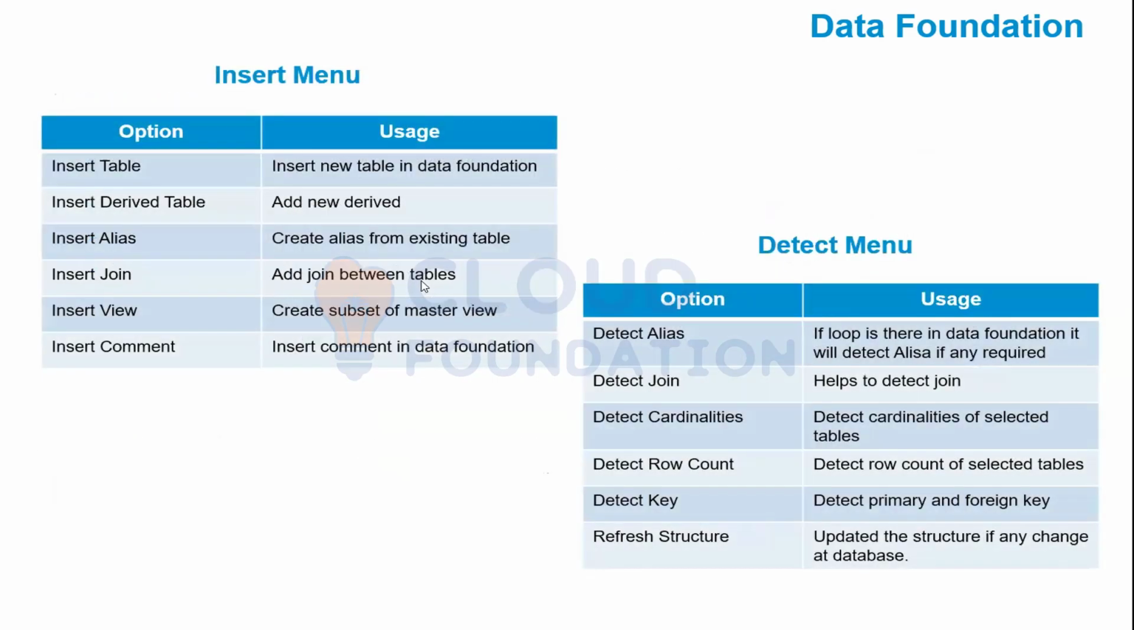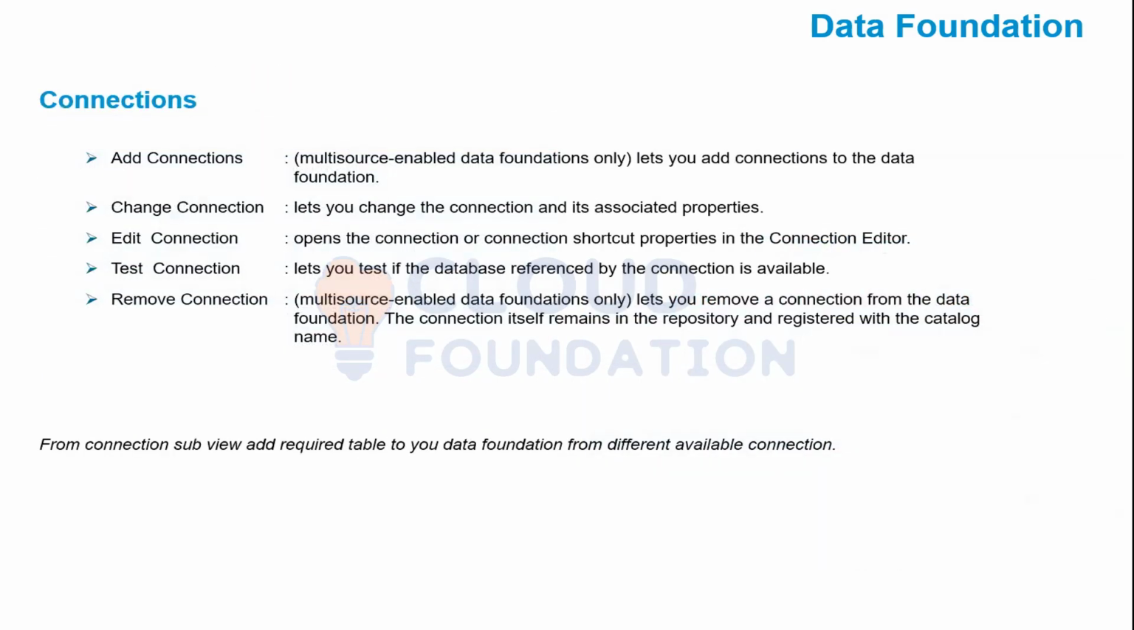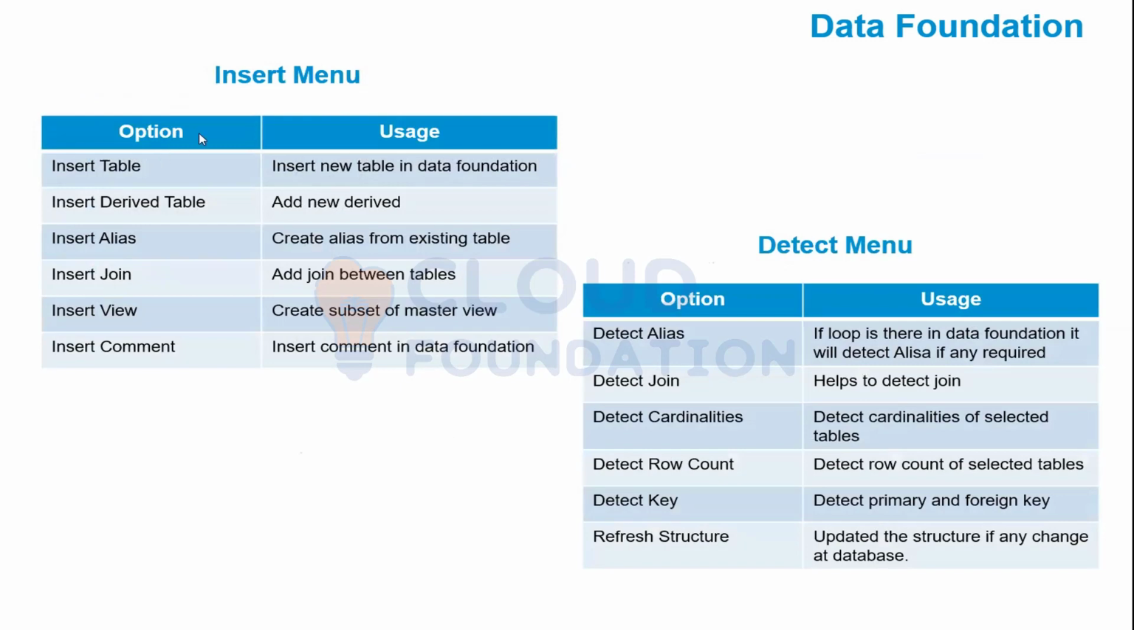Connections. Yeah, these are all options available in our data foundation. Insert menu will be there. If you click on insert, it will ask you want to insert a table or you want to insert a derived table. Derived table is like we will write some formulas. If we need one column from one table and another column from another table, and we need to combine those two columns to write some formula, then we will create our derived table there and we will use that derived table in our schema. Insert alias.